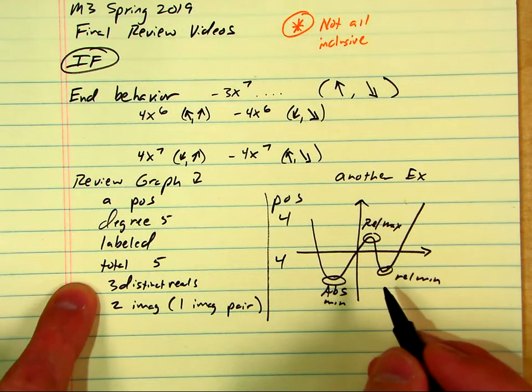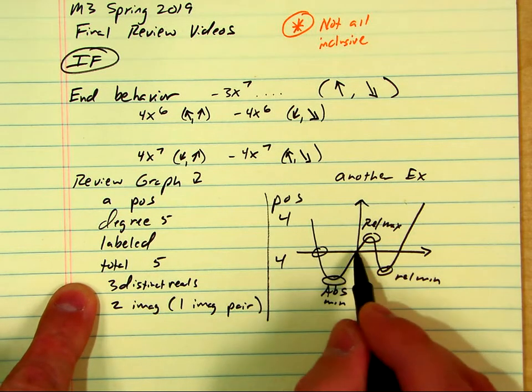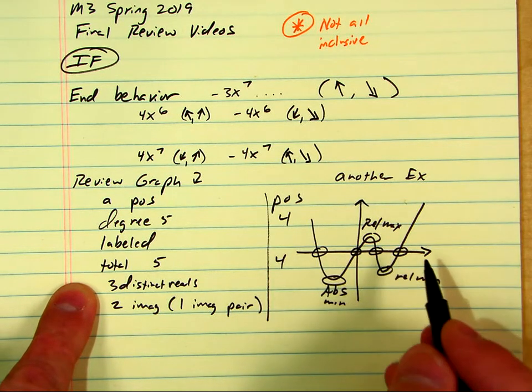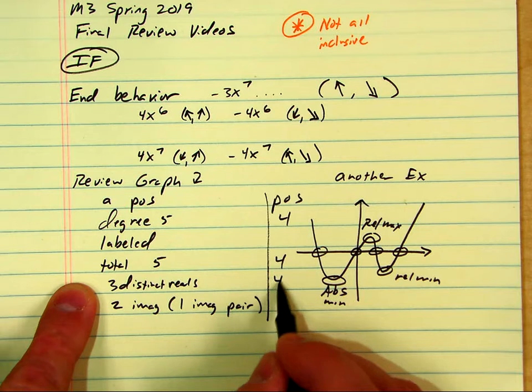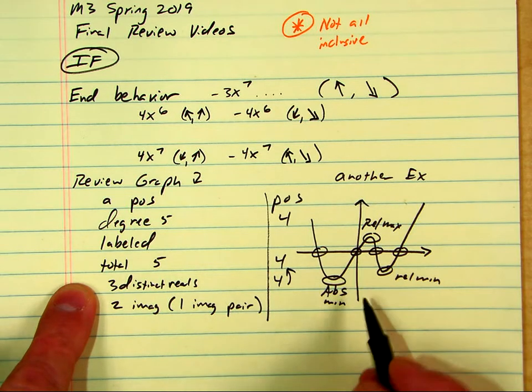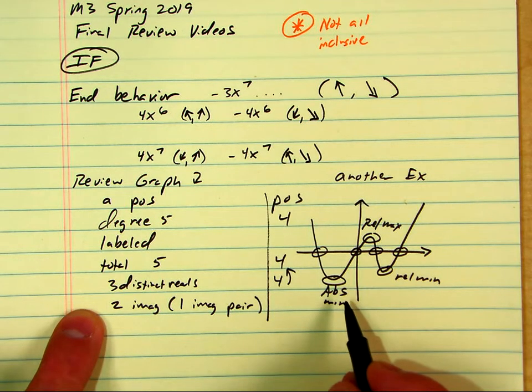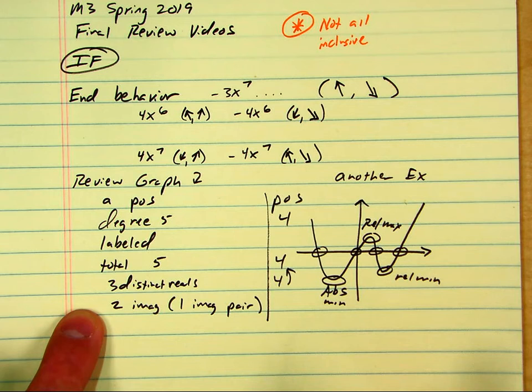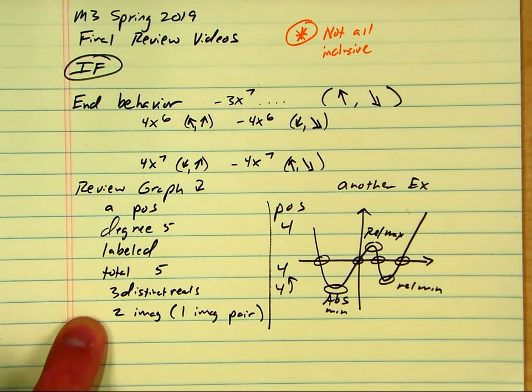Let's see, how many total roots are there? 4. What's the nature of the roots? We've got 1, 2, 3, 4 distinct reals. So 4 adds up to that one right there. And then lastly, we have no other imaginaries, so that's what we'd have to do for that one. Okay, that's it for this video.